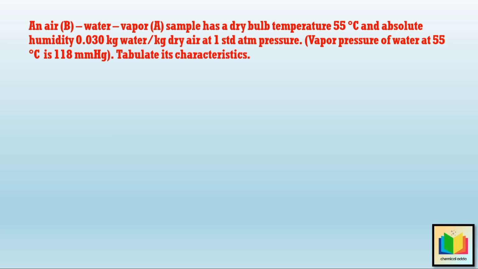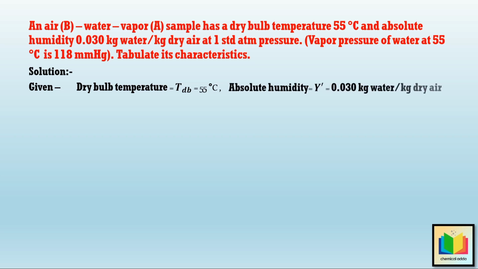Tabulate its characteristics. So in this example, we have been given a dry bulb temperature of 55 degrees Celsius. Absolute humidity, that is Y dash, is equal to 0.030 kilograms water per kilogram dry air. And vapor pressure of water at 55 degrees Celsius, that is PA, is equal to 118 mm of mercury.